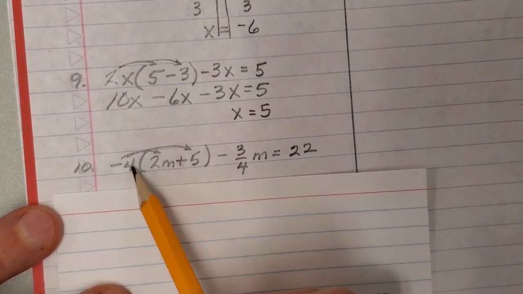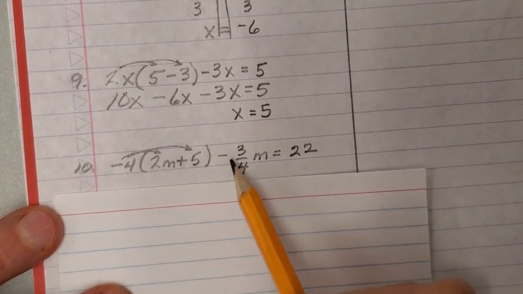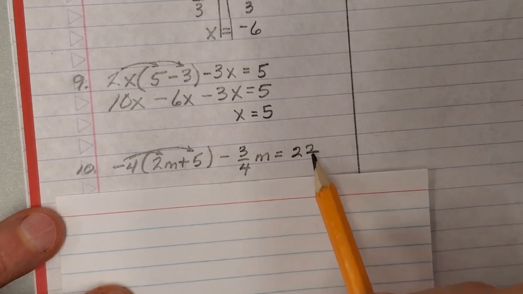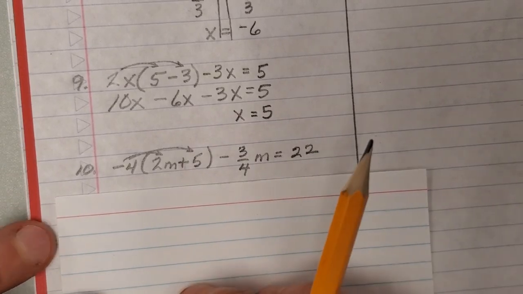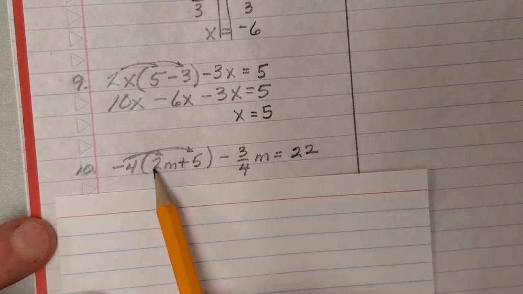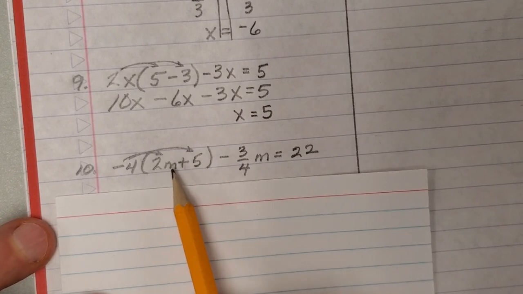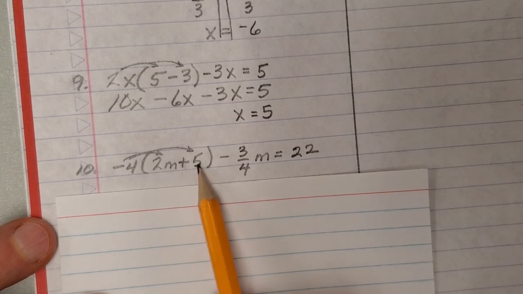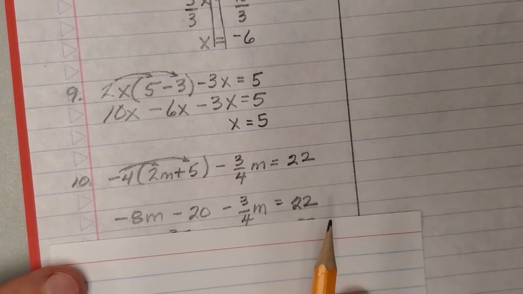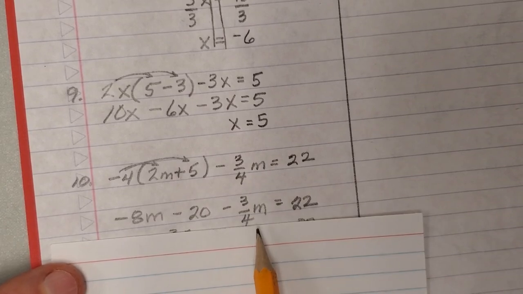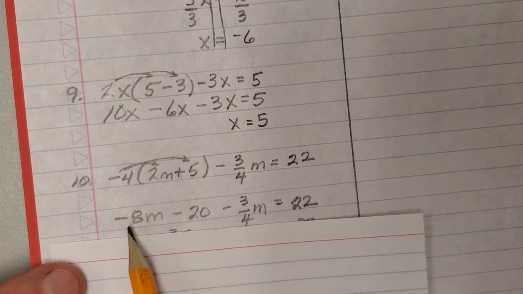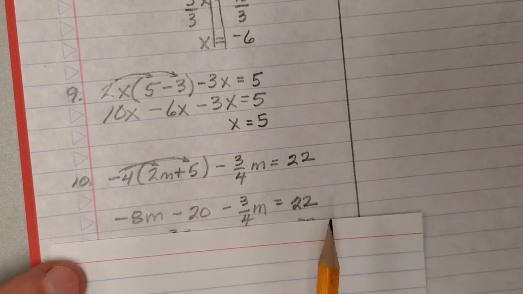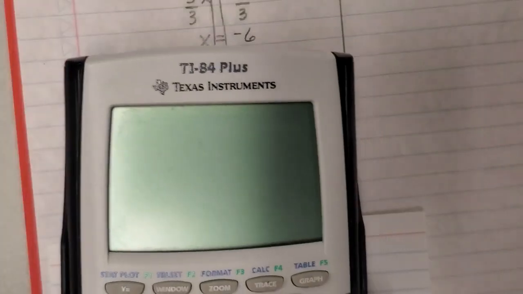So from here, negative 4 times (2m plus 5), minus 3/4 m equals 22. First thing is to distribute. So negative 4 times 2m is, right? And negative 4 times 5? Negative 20. So then you bring down the negative 3/4 m. From there, you want to add the 2 like terms. Negative 8 minus 3/4. So get your calculator out.